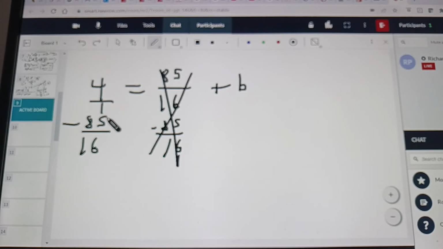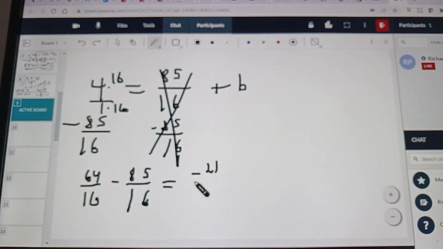Just got to get a common denominator over here. So make this 4 over 1 and then multiply by 16 over 16. That way it'll be 64 over 16 for this part. 64 over 16 minus 85 over 16. That's negative 21 over 16.